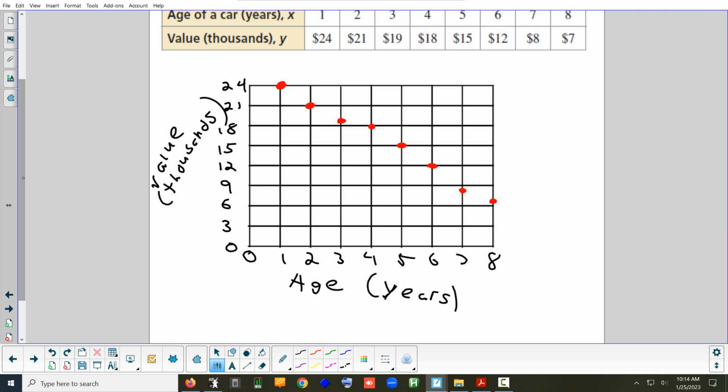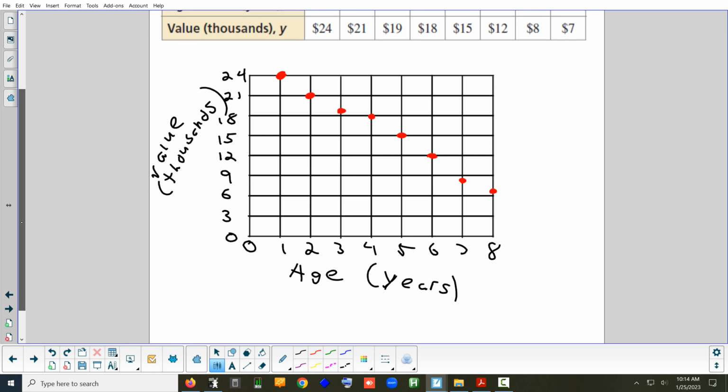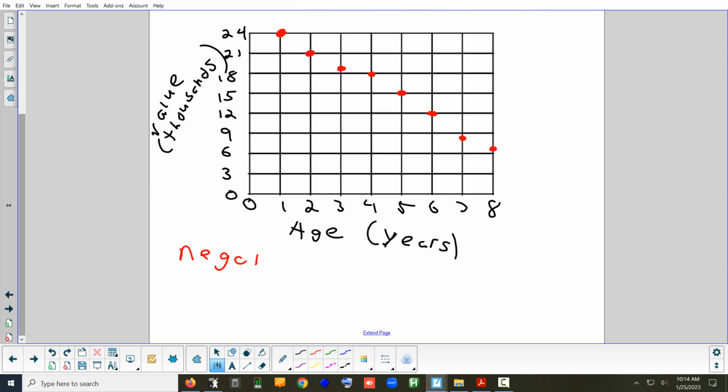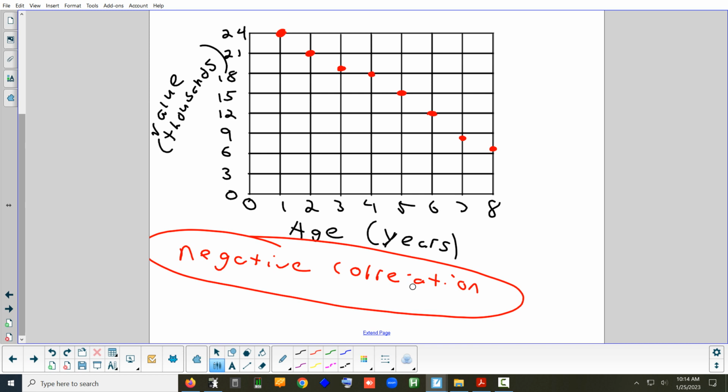You might say, well, what if it's an antique car? Well, that's not what the data says here. We're not looking at those kind of cars. As the age goes up, the value is going down for these types of cars. So you want to put negative correlation. Question on that?